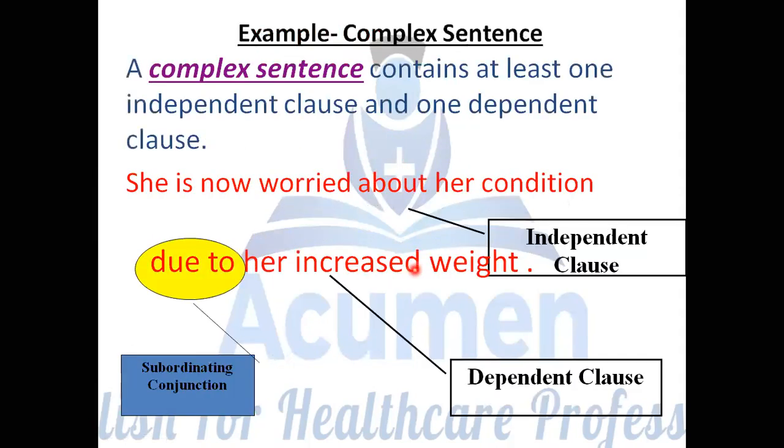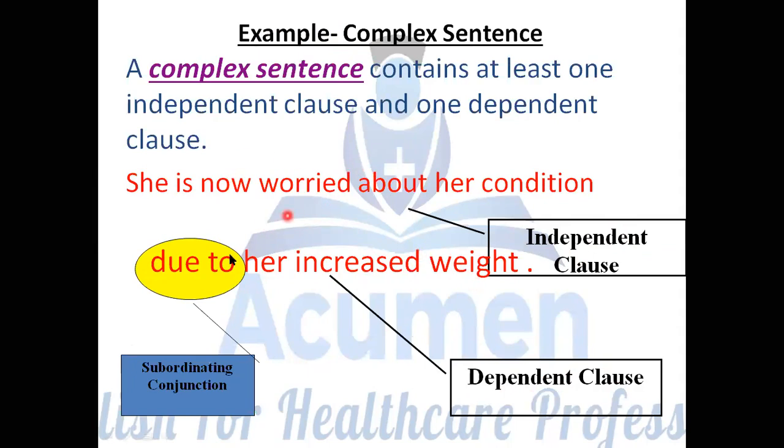So look at this example. She is now worried about her condition due to her increased weight. So here you have one independent clause: she is now worried about her condition. It is meaningful. And due to her increased weight is dependent, because if I just say due to her increased weight, it is not meaningful.